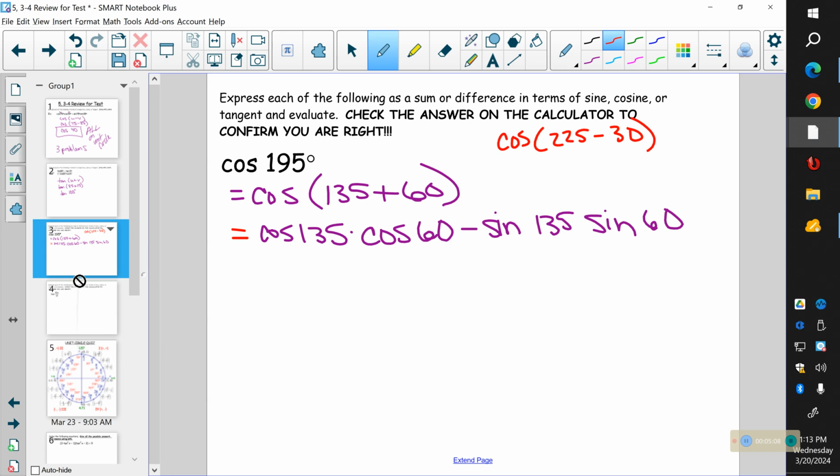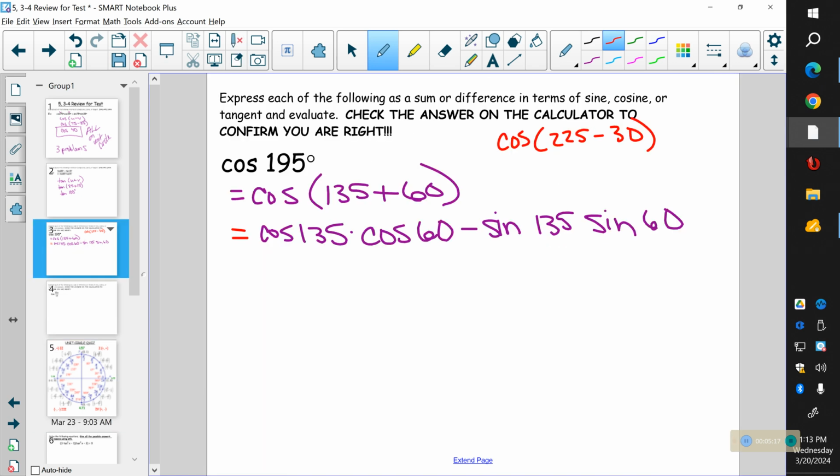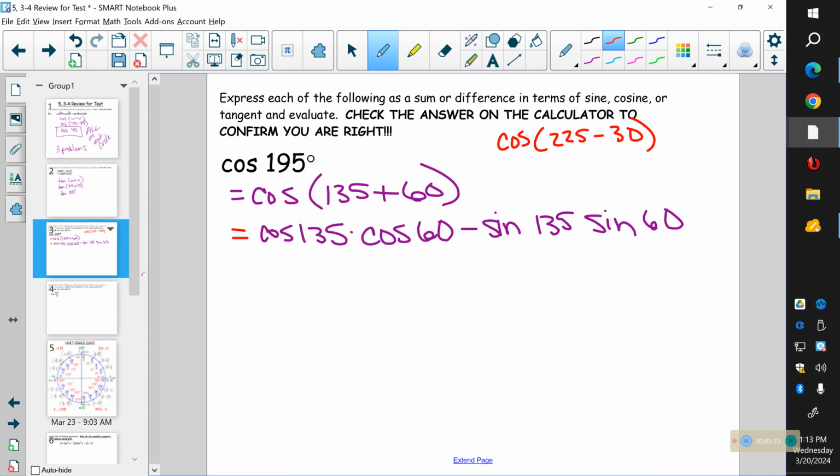So now we're going to look at our unit circle, and we're going to literally pull those values straight off the unit circle. Yes? So what is the sine of 135? The sine of 135 is going to be your y value, so that's going to be the square root of 2 over 2. Yes?